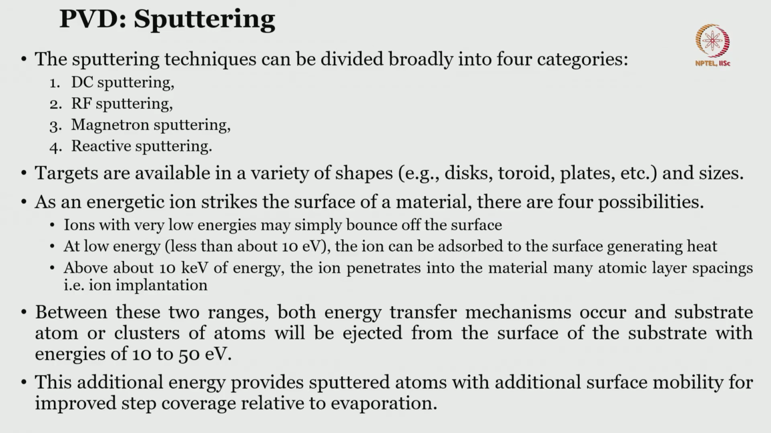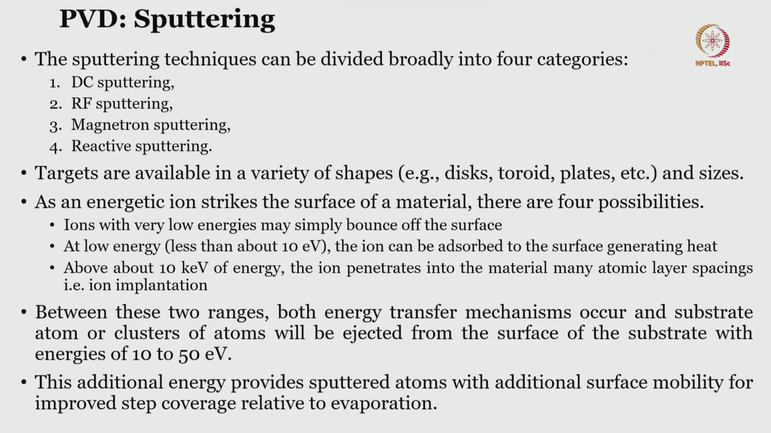So, as I told you, the sputtering techniques can be divided broadly into 4 categories: DC, RF, magnetron and reactive sputtering. The targets in this sputtering are of various types. If you again recall, in e-beam and thermal, we were using beads or wires as the source that we want to deposit. In this case, the target or the source would be disc, toroid, plates, etc., and it comes in different shapes and sizes.